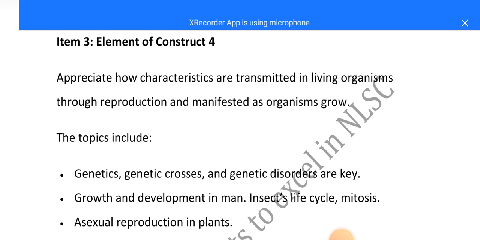Today we are going to look at element of construct 3, or item 3, and our focus today is how these questions are being asked, from where, and mainly from which topic.